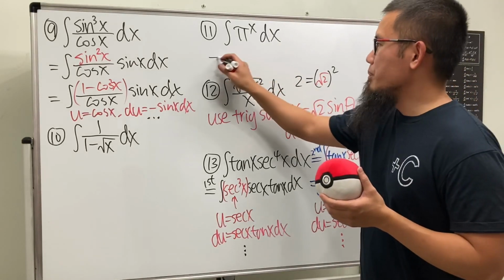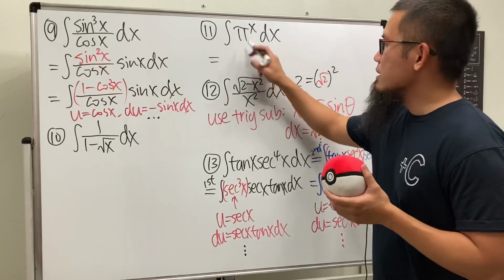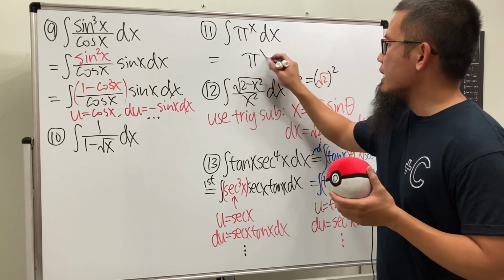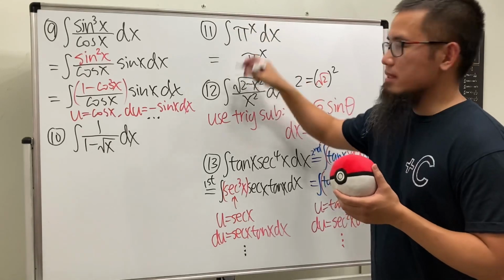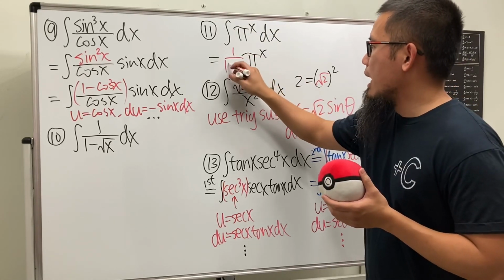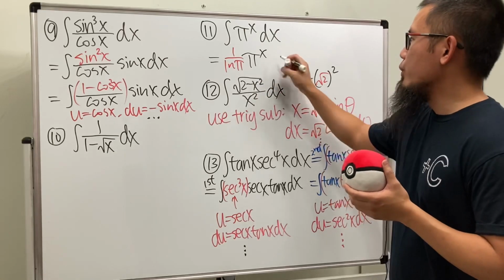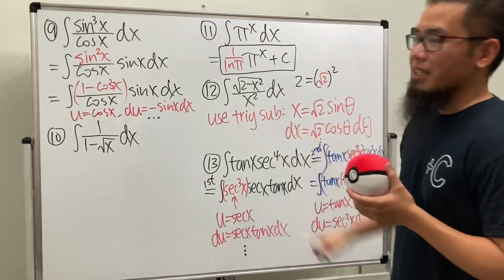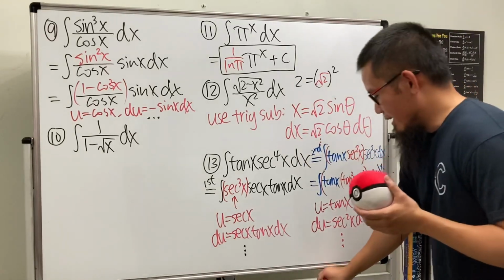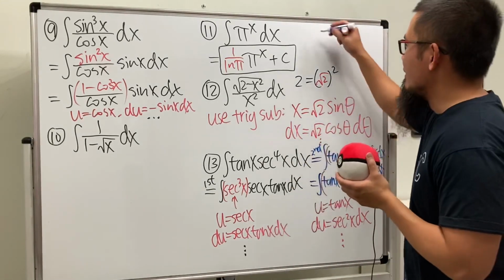The answer for this right here, because we're doing integral, okay, is still pi to the x, but we will divide it by ln of the base. So we'll just have 1 over ln pi. And then let me tell you, we are done, plus c. Yeah, just like that. So I will just tell you guys the notes right here.